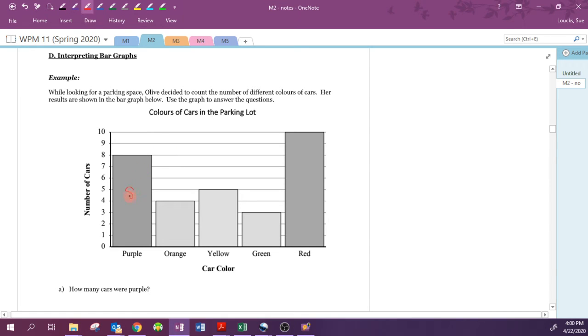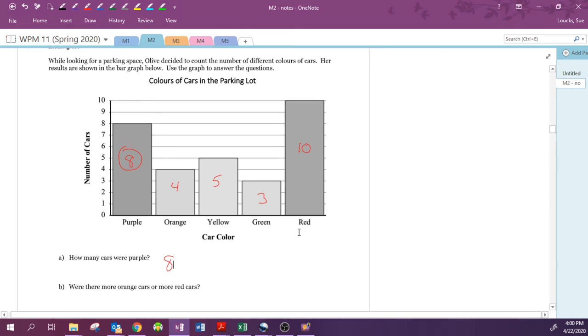So I'm just going to put that number right there. Let's actually just get the numbers of cars while we're at it, okay? There were 4 orange cars, there are 5 yellow cars, there are 3 green cars, and 10 red cars, okay? So having that information right in front of you can maybe make this easier to do the question. So how many cars were purple? There were 8.